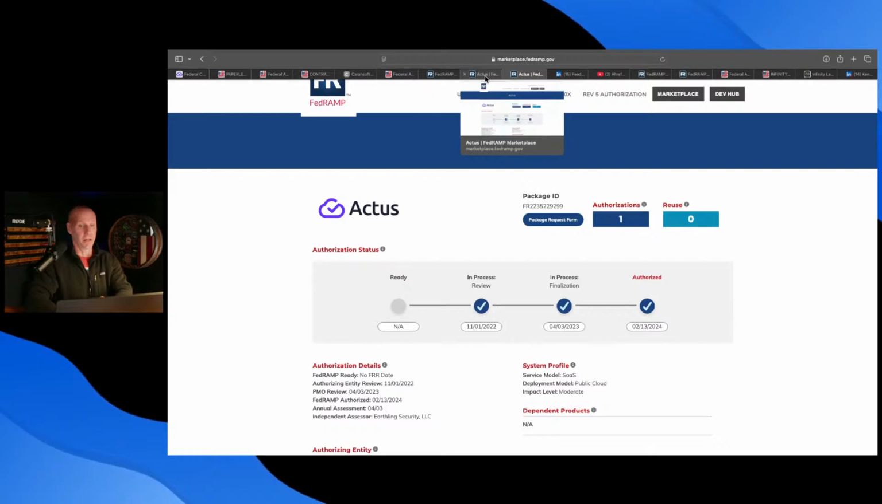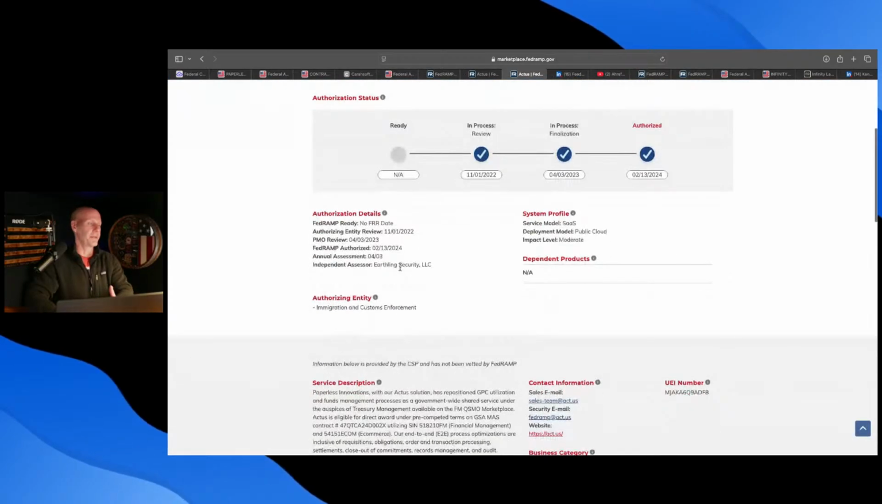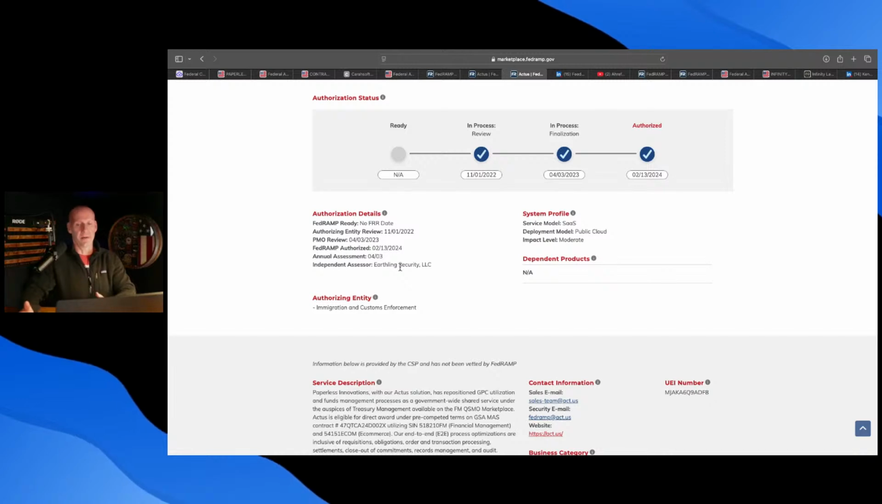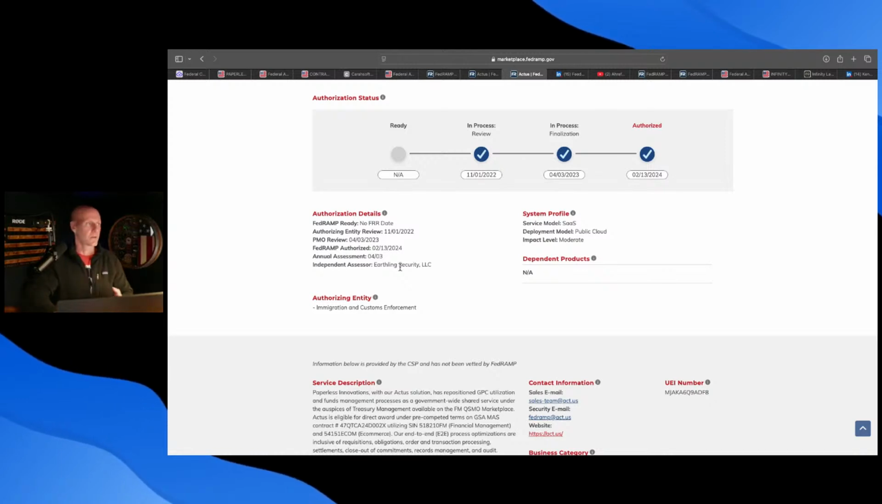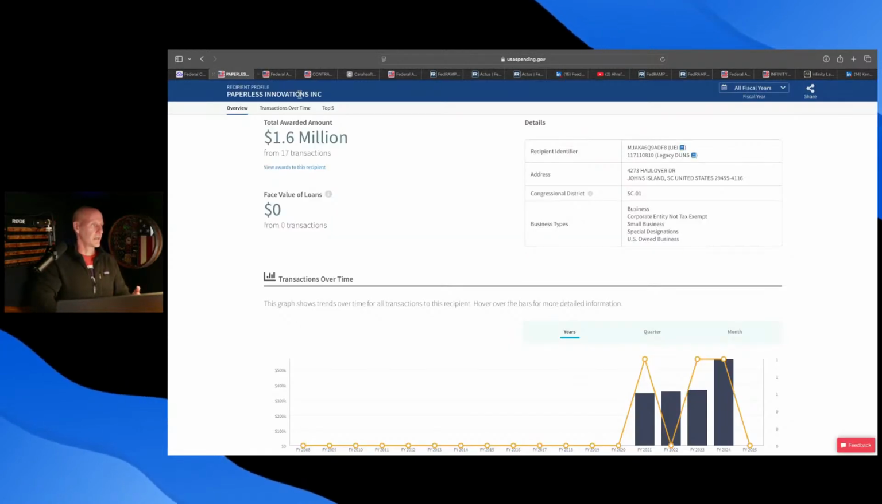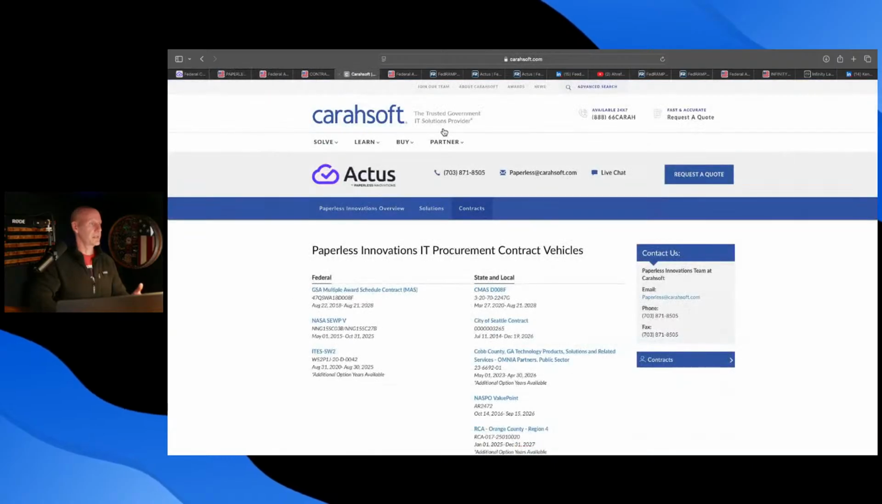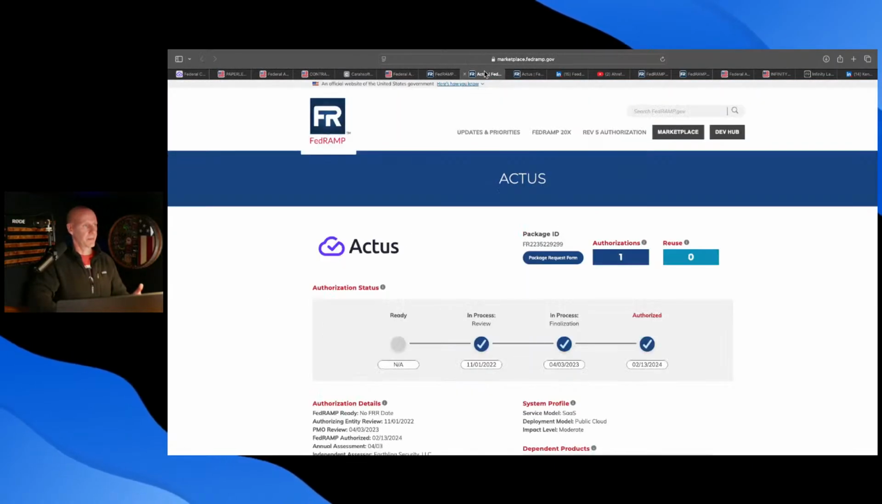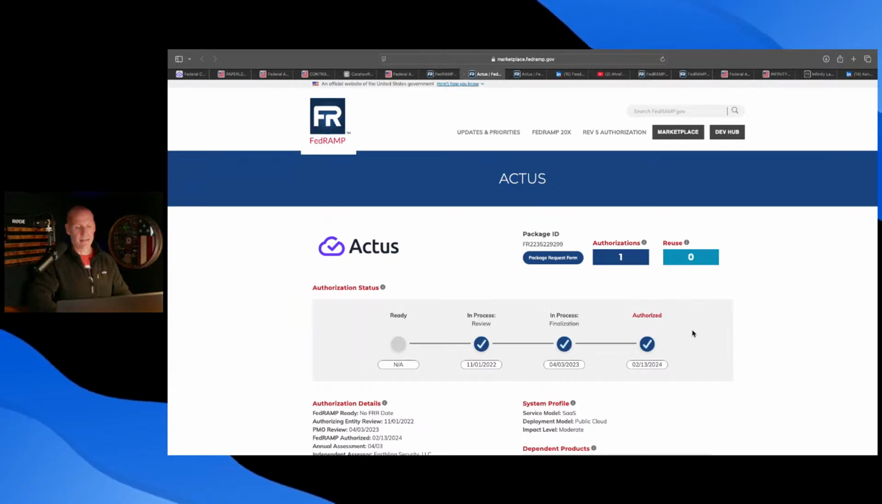Some of them did phenomenally, because this tells us something else. It tells us that they are making a big investment in selling to the government. It's almost a degree of how serious this company is. We can see that they've won contracts, that they have a GSA schedule, that they're with Carahsoft, and now we can see their FedRAMP status. So again, that tells us a lot.